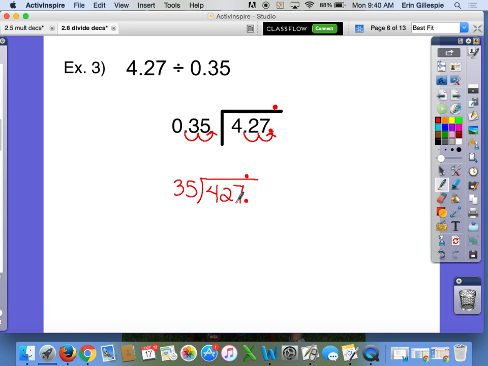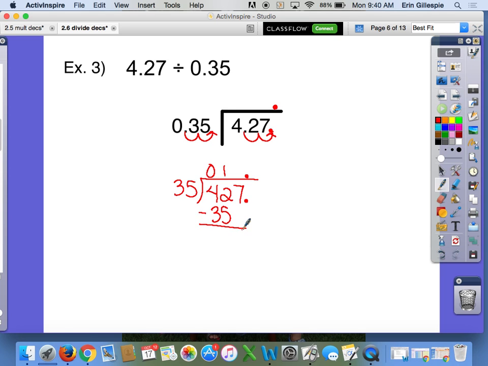Even though it's now a whole number, still put that decimal at the end and put it up in your quotient. That, A, helps you remember to put it in the right spot in your quotient, and B, sometimes you're going to need to keep dividing past the whole number, so you might need to know where that decimal goes. 35 doesn't go into 4, so I'm going to write a 0 over the 4. 35 does go into 42 once.